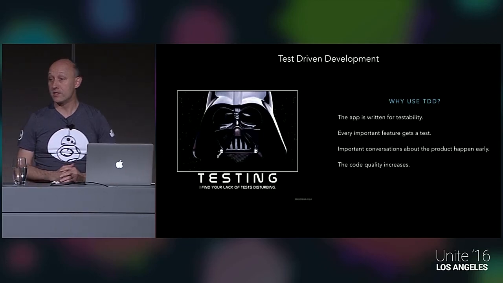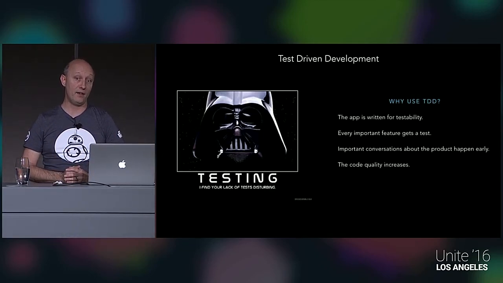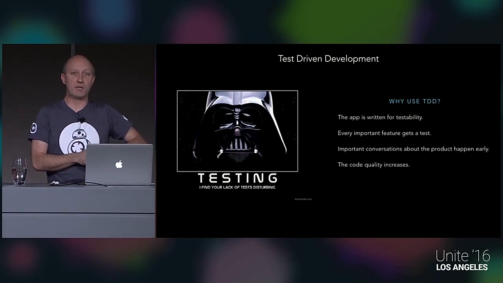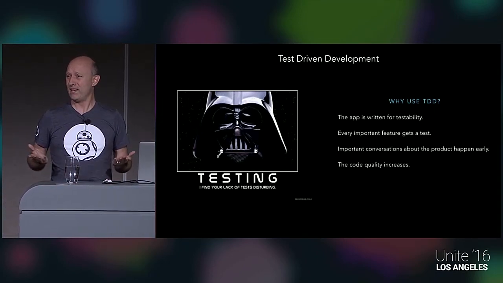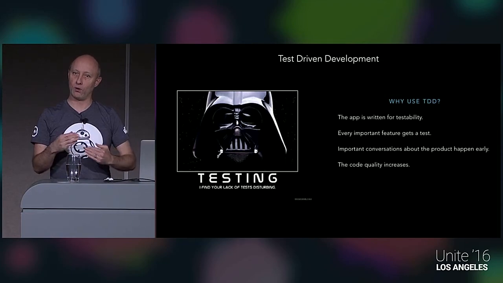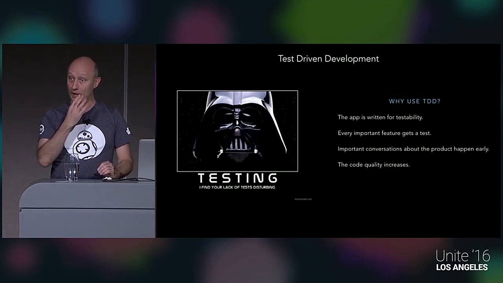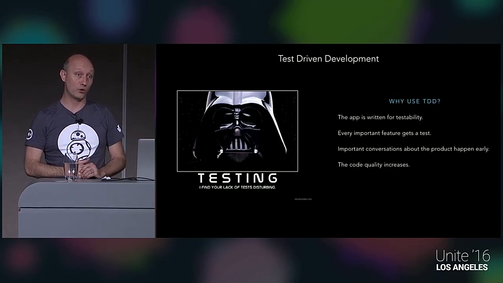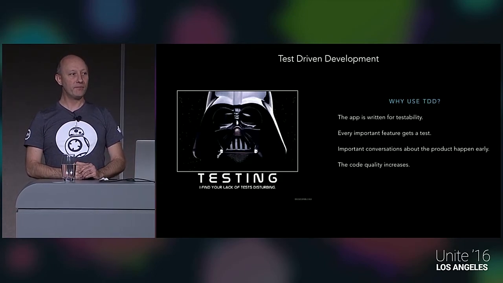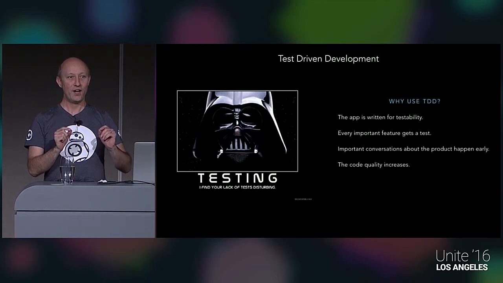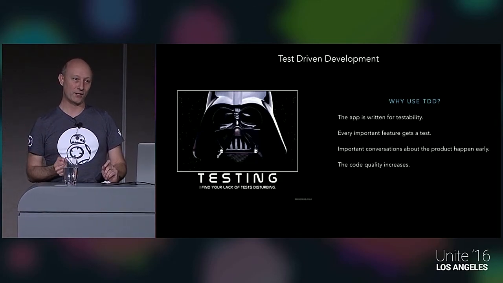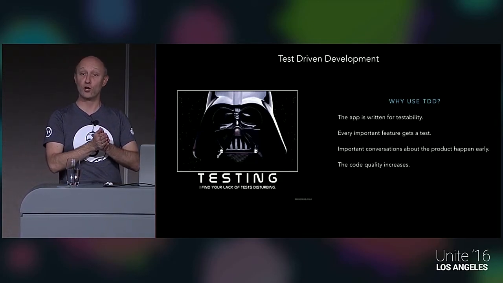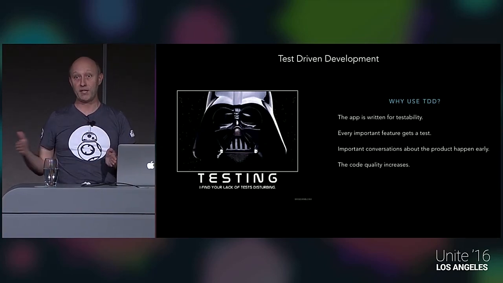Important conversations about the product happen early on. And this is significant because a lot of times you'll be given a general direction, build X. But what is that? As you explore, you get a better and better idea of what X actually is, what it is you're trying to create. And a lot of times, if you write the test first, you'll realize that you don't know enough information to write the code that you would like to write. And so you can get the information early in the process, which can speed up the project.